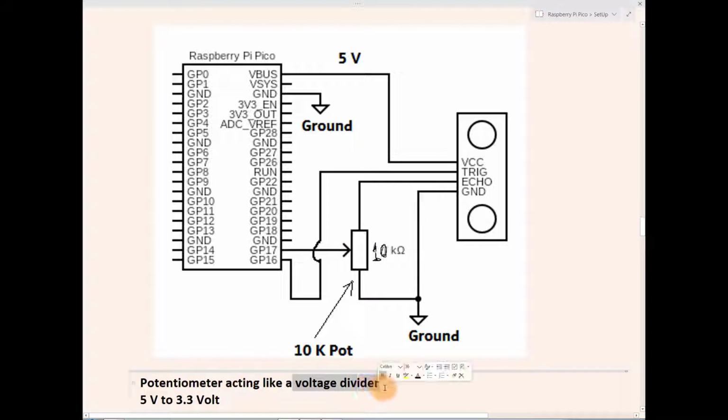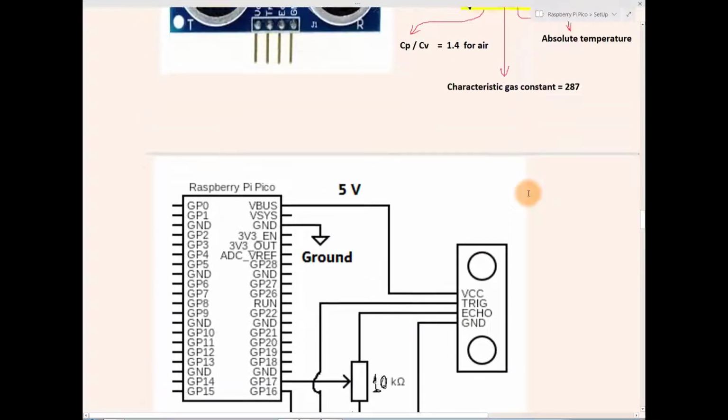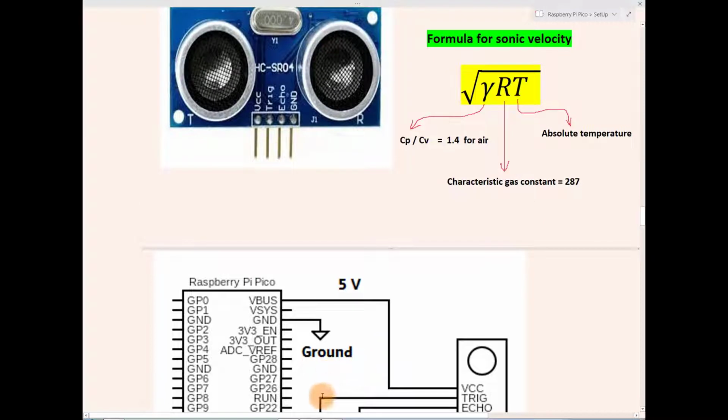So we are using this potentiometer as a voltage divider, to divide this 5 volts to 3.3 volts. It simply means that whenever the echo pin is high at 5 volts, what you will sense at GPIO 17 is 3.3 volts. Instead of this potentiometer, you can use 2 resistors which will act like a voltage divider. So this is the basic circuit diagram, and now let us move to the MicroPython script.